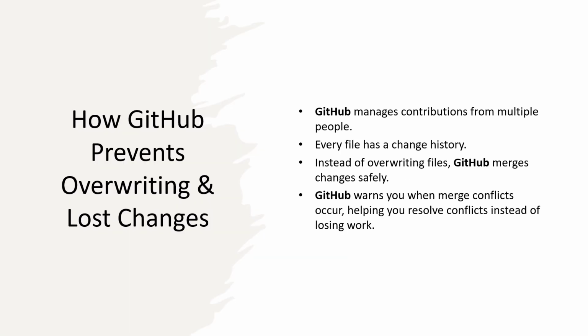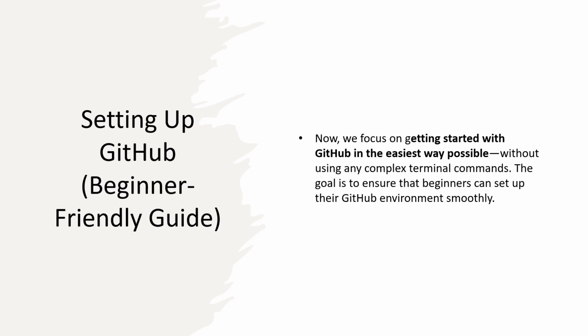GitHub prevents these issues by keeping a centralized repository where all team members contribute. Instead of overwriting files, GitHub merges changes safely. Every edit has a history, and conflicts are flagged automatically so they can be resolved before merging. Now that we understand the benefits of GitHub, let's set it up. The best part? We'll do it without using any complex terminal commands.